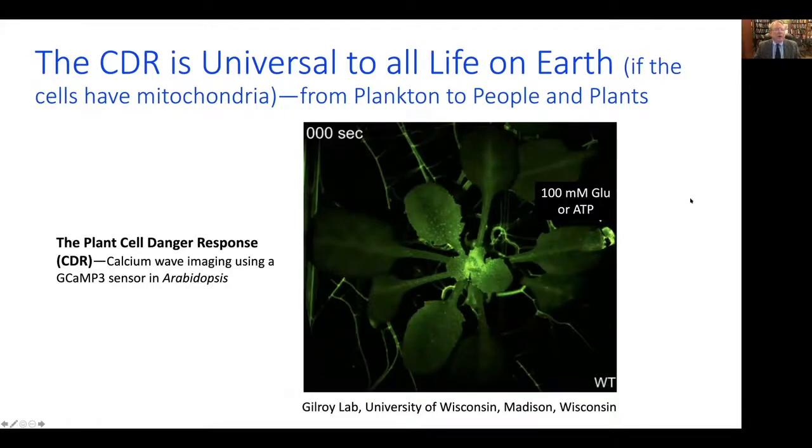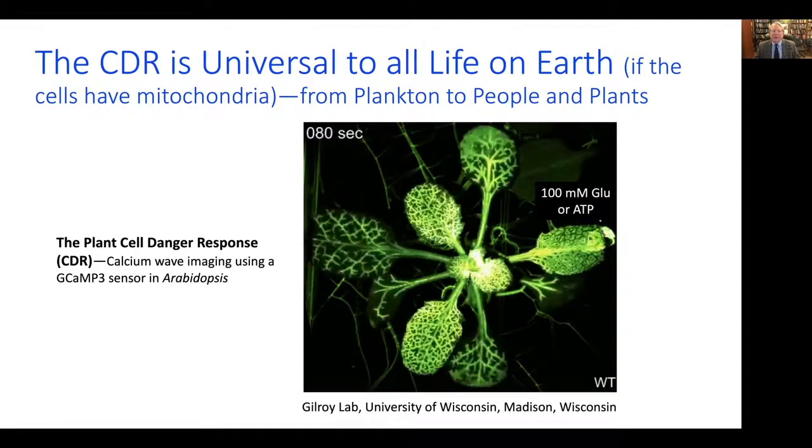So all cells, all eukaryotic cells that have mitochondria, from plankton to people and plants, all have the same response. So here's a picture of a little mustard plant that has been engineered to fluoresce when its cells release calcium. Okay. And so it turns out that if you have a little injury over here on the right-hand side and you add either ATP or glutamate to that site of injury, then something very remarkable happens.